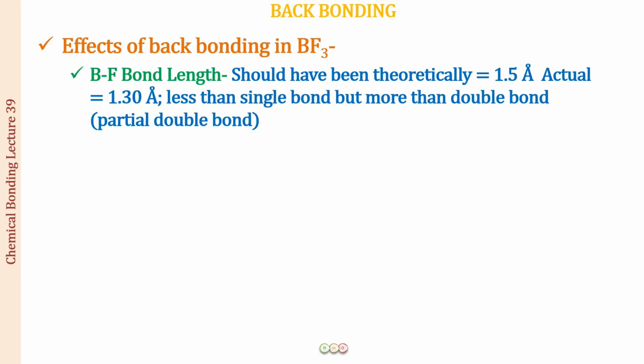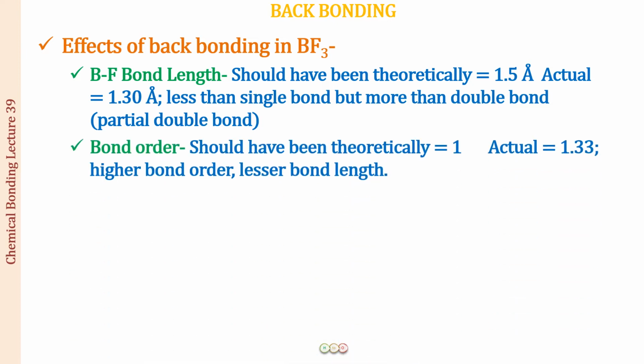The first one is the bond length of the BF bond. If it is a single bond, the value should have come to 1.5 Angstrom, but actually we find it to be 1.30 Angstrom, which is less than that of a single bond, but more than that of a double bond, which means it is going to be a partial double bond character. Similarly, what about the bond order? If it is a single bond, the value should have been 1, but actually it is 1.33, so it is a higher bond order. A higher bond order and a lesser bond length, what does that signify? A partial double bond character for the BF bond.